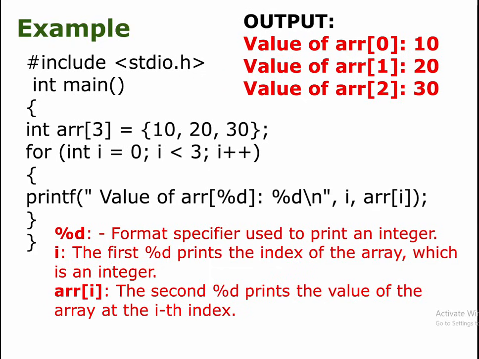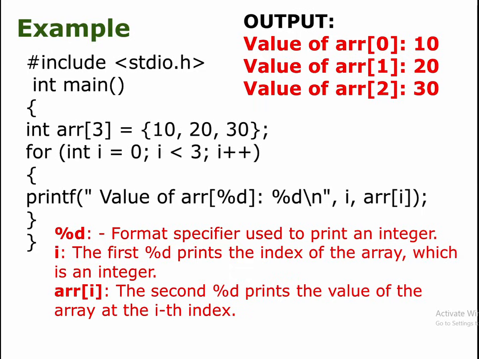During the first iteration i becomes 0. The program prints arr of 0, which is 10. During the second iteration i becomes 1. The program prints arr of 1, which is 20. During the third iteration i becomes 2. The program prints arr of 2, which is 30. After that the loop condition becomes false and the program terminates.